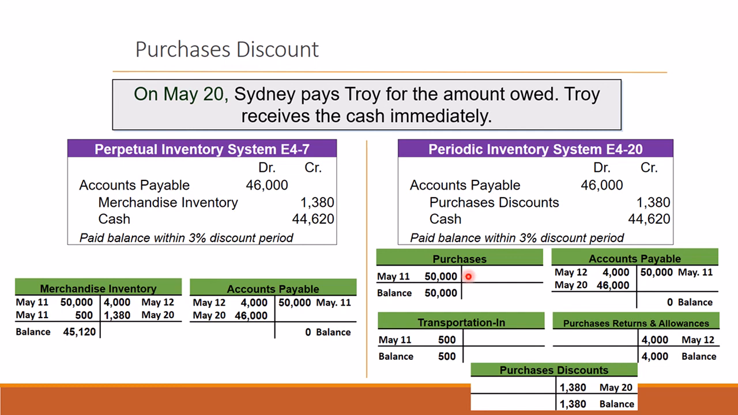If we take the $50,000 purchase plus the $500 transportation in, minus the $4,000 purchases returns and allowances, and also minus the purchases discount of $1,380, we come up with an overall net purchase amount of $45,120. You might say, well, that corresponds to merchandise inventory. That's coincidental in this scenario because we have not yet made a sale. Just a complete coincidence. Talking about sales, we're going to have a separate video that's going to show the sales transactions for Troy, what journal entries they would record under perpetual and periodic, in a separate video.